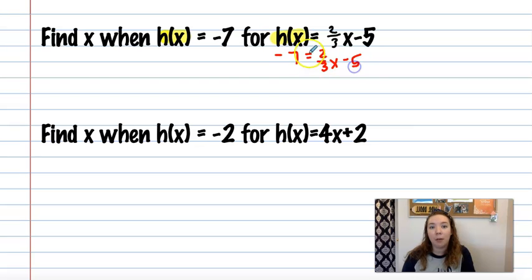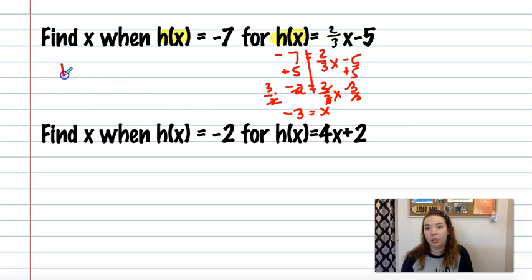And now I'm going to work backwards. So I'm going to add 5 to both sides. And then to get rid of a fraction, you multiply by the reciprocal. So you get x is equal to negative 3. Now I want to put that back in my function notation. So I'm going to say h of negative 3 equals negative 7. My input is negative 3, my output is negative 7.